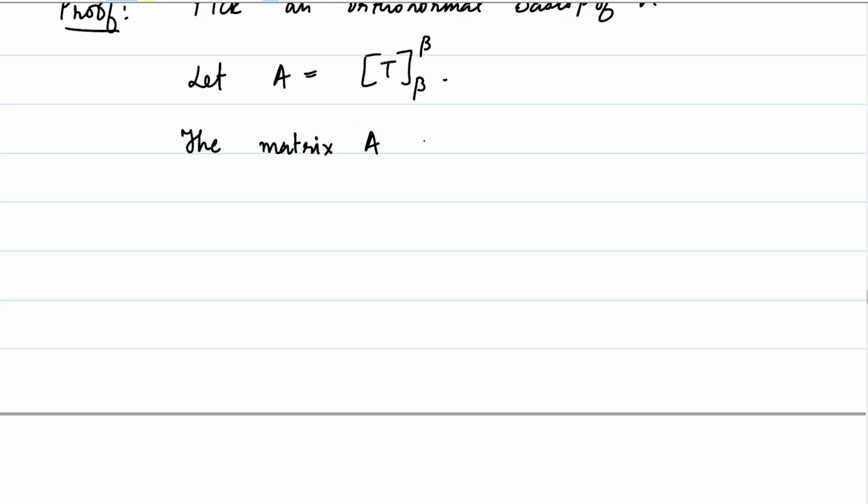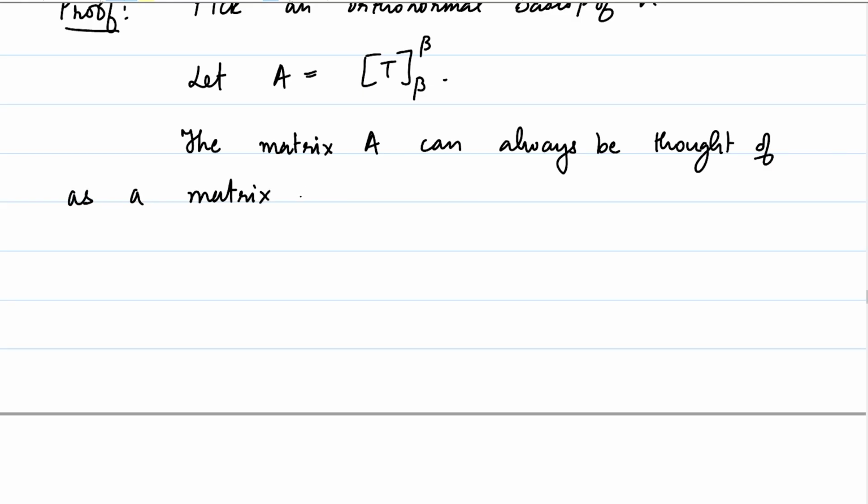So the matrix A can always be thought of as a matrix with complex entries.